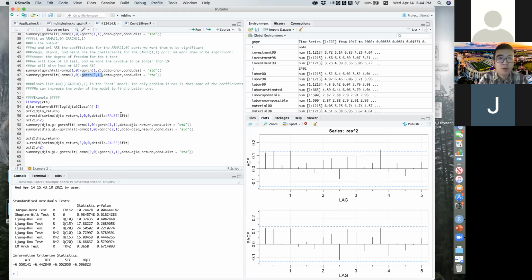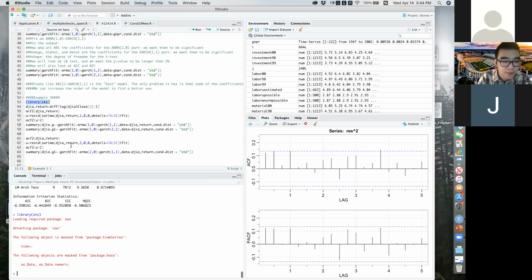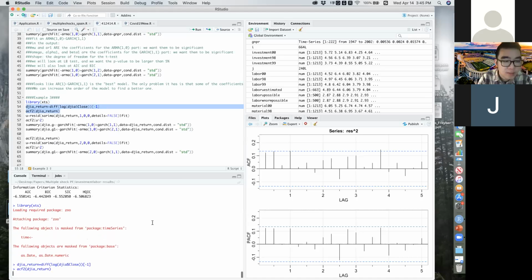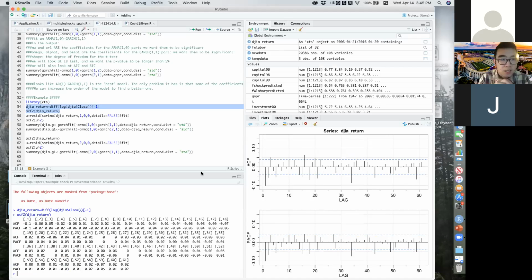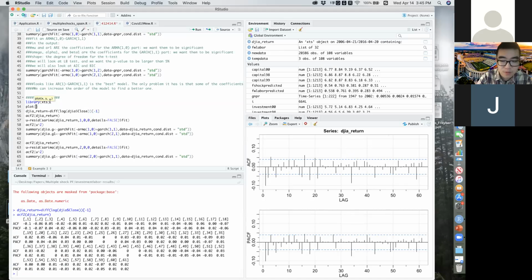Okay, so if there are no questions, I think I want to do one more example. This is the Dow Jones return example. All right, so here is the ACF and the PACF of the Dow Jones return. And again, let me first plot it for you.